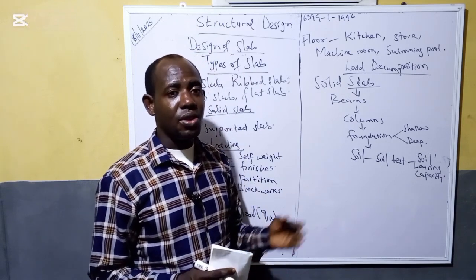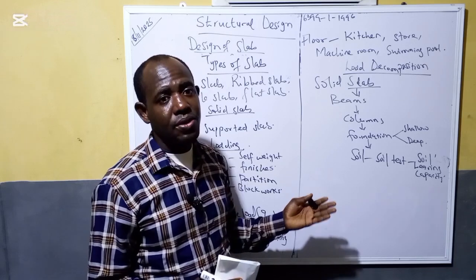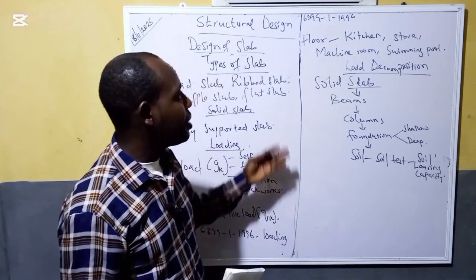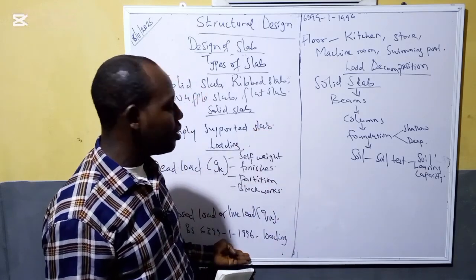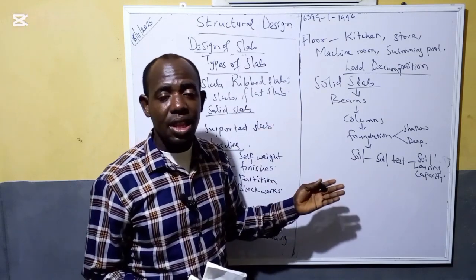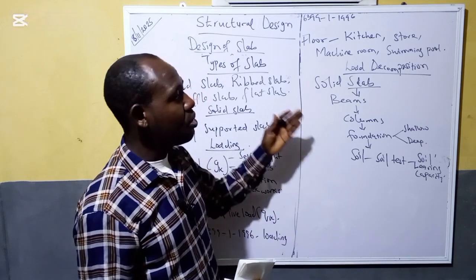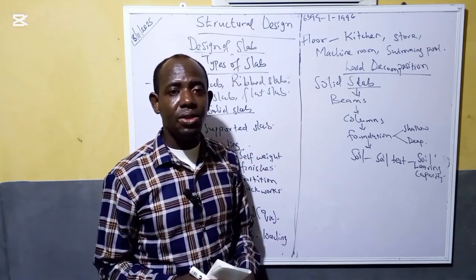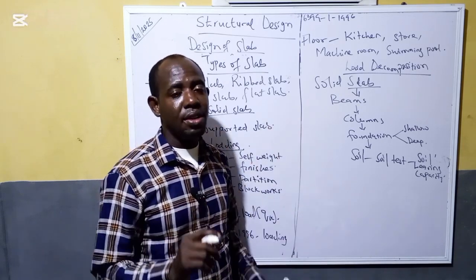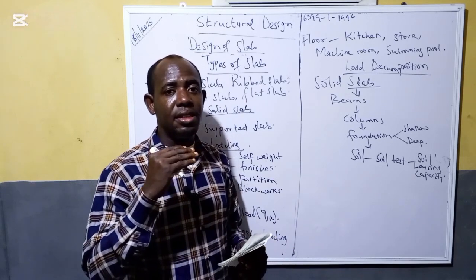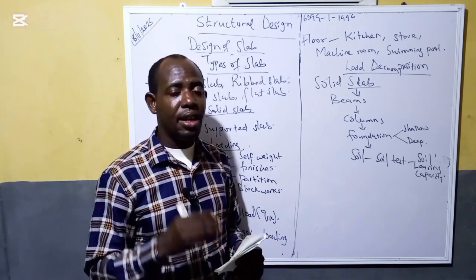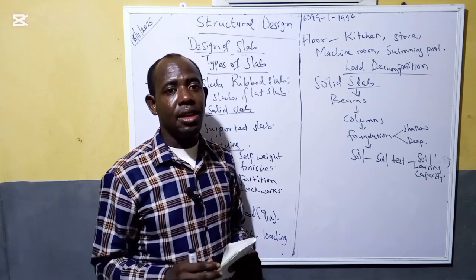So this is just a brief introduction to the slab we are going to be looking at. I've talked about the types of slab we have. I've talked about the loading and the BS code to check your loading, the various live loads that we have with their values, and also how load is decomposed. So in the next video, I'm going to give you a drawing and also the design proper, and how to design a slab.